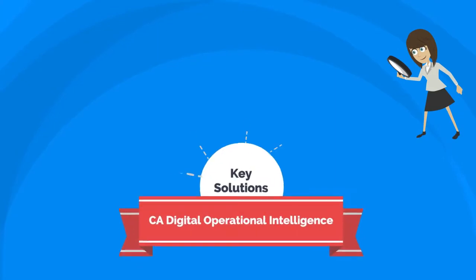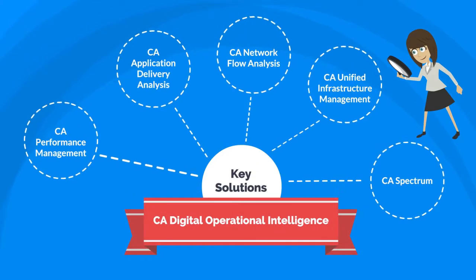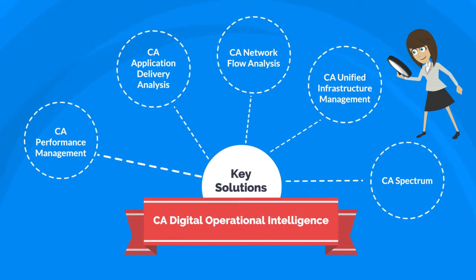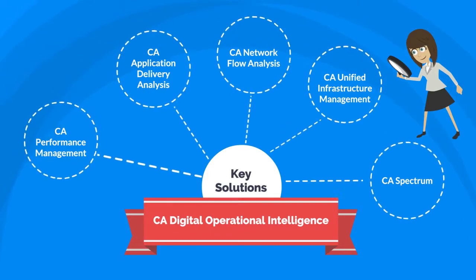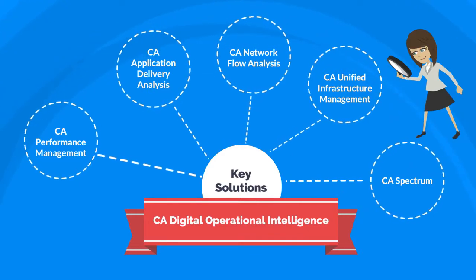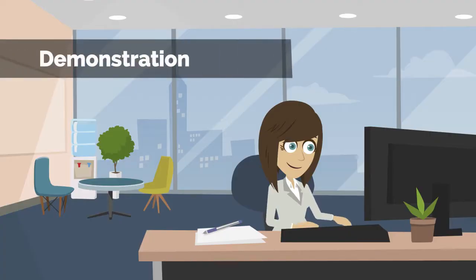CA Digital Operational Intelligence includes out-of-the-box integrations with the following CA products, along with support for custom data feed through APIs: CA Performance Management, CA Application Delivery Analysis, CA Network Flow Analysis, CA Unified Infrastructure Management, and CA Spectrum. Let's watch as Sarah investigates the mobile banking service using the Business Service View.